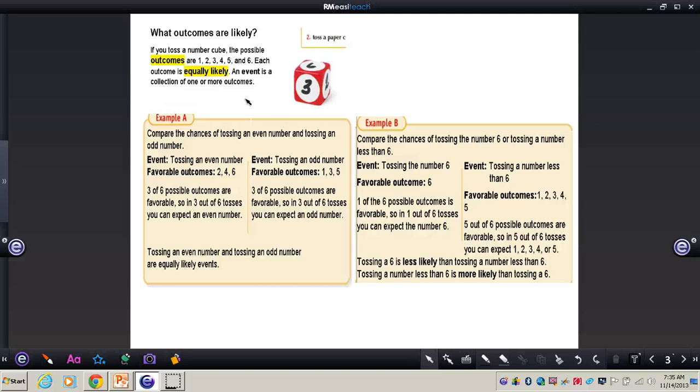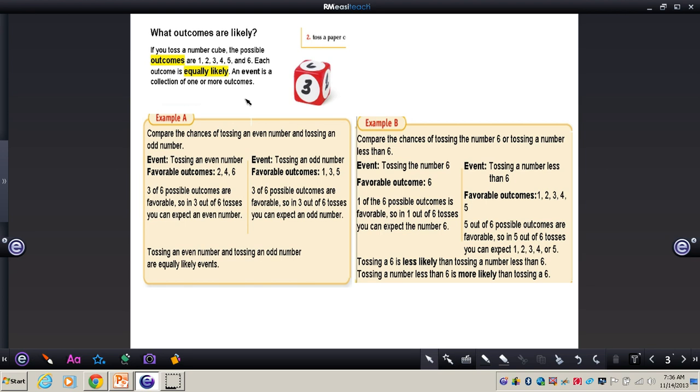And the reason why it's favorable is because that's what we're trying to do. That's why it's called favorable. Now 3 out of 6 possible outcomes are favorable. So in 3 out of 6 tosses, you can expect an even number. Now it may not occur this way. If you just do it 6 times, for example, it may not occur 3 out of 6 times. However, the more tosses that you do, the more likely you'll have more of an even outcome. It may not always work like this though.